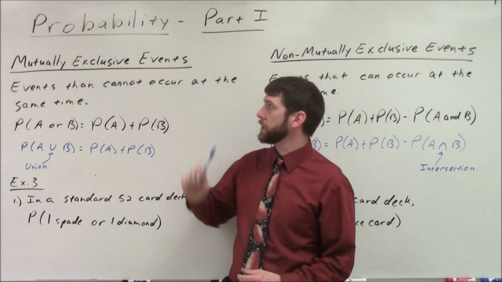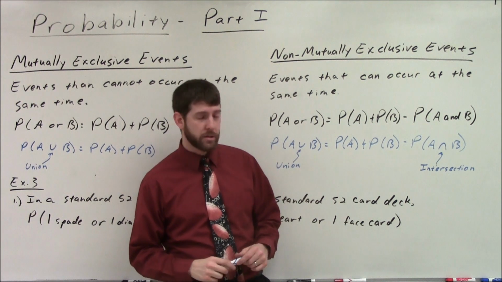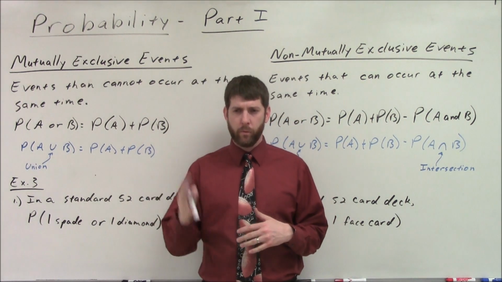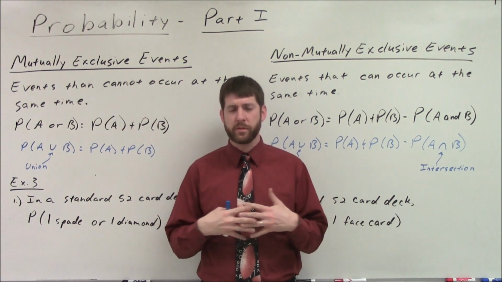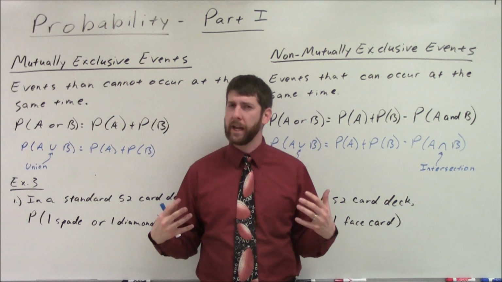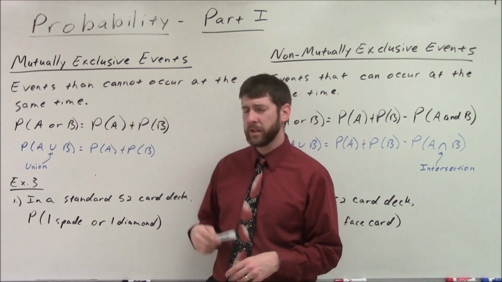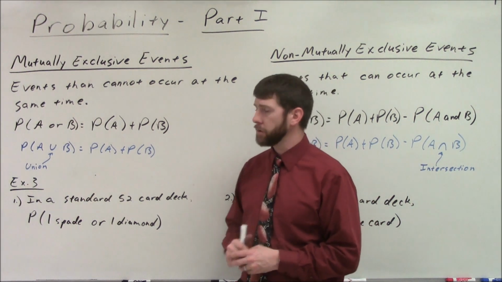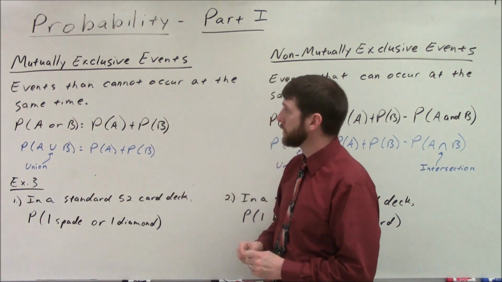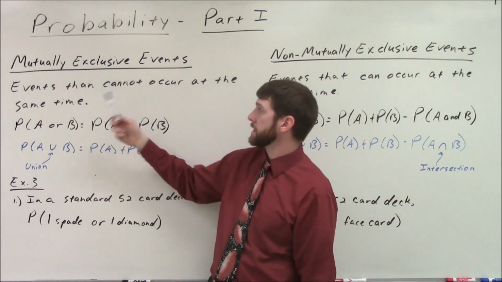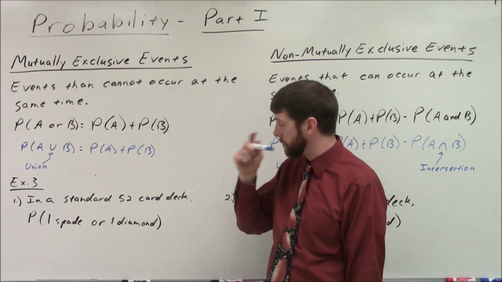So here we have it, mutually exclusive events and non-mutually exclusive events. These are events that are not occurring one right after the other. It's happening simultaneously, and they can either happen at the same time, have something in common, or they can't happen at the same time. I usually like to use a deck of cards for these types of examples, but we'll look at a lot of different examples. Now, mutually exclusive events are events that cannot occur at the same time.